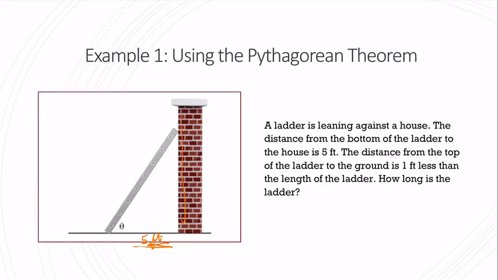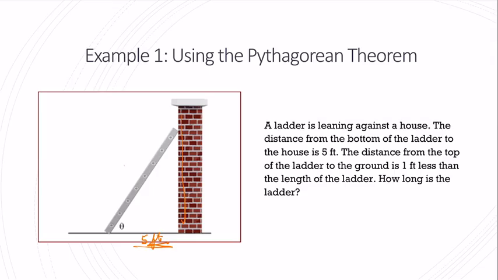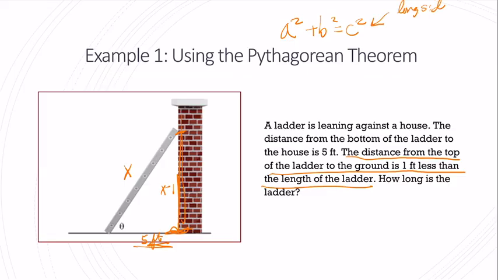So we need to define some variables. I'm going to have that my ladder is x. And maybe I write that in such a way so that it doesn't look like a T. And if I know the distance from the top of the ladder to the ground is 1 foot less than the length of the ladder, I know that this is x minus 1, this distance right here. Now we can use the Pythagorean theorem, which says a squared plus b squared equals c squared, where c is the long side, which we call the hypotenuse. Which I totally did not spell right, but it's called the hypotenuse.